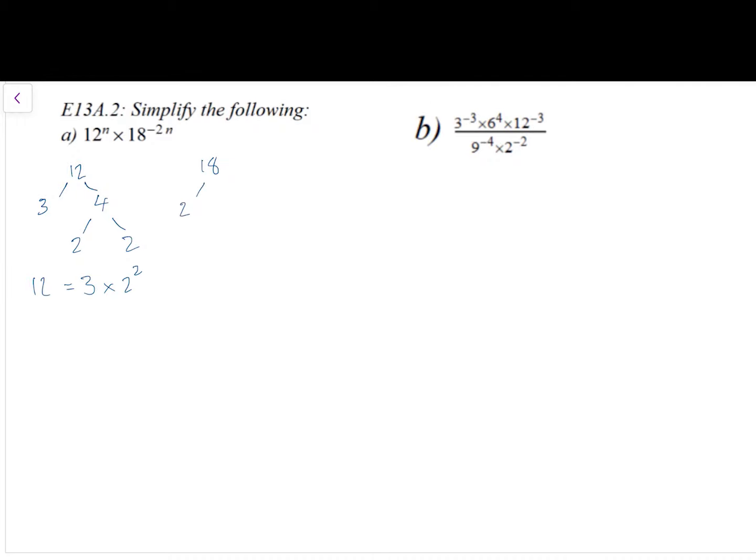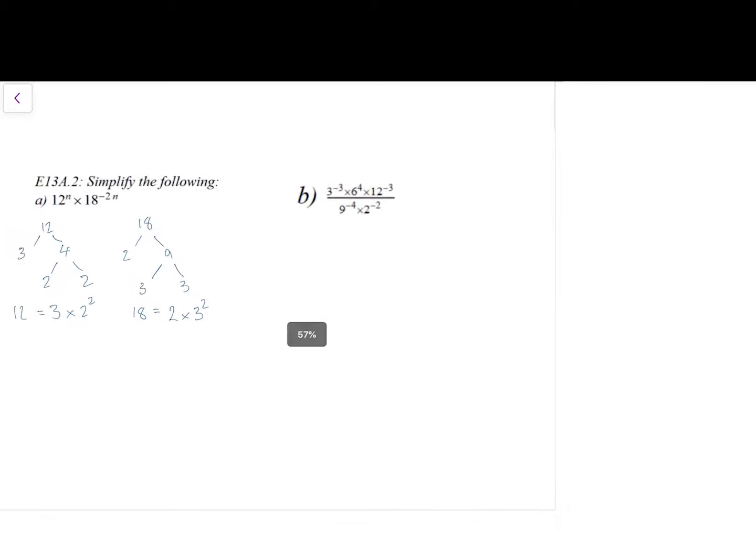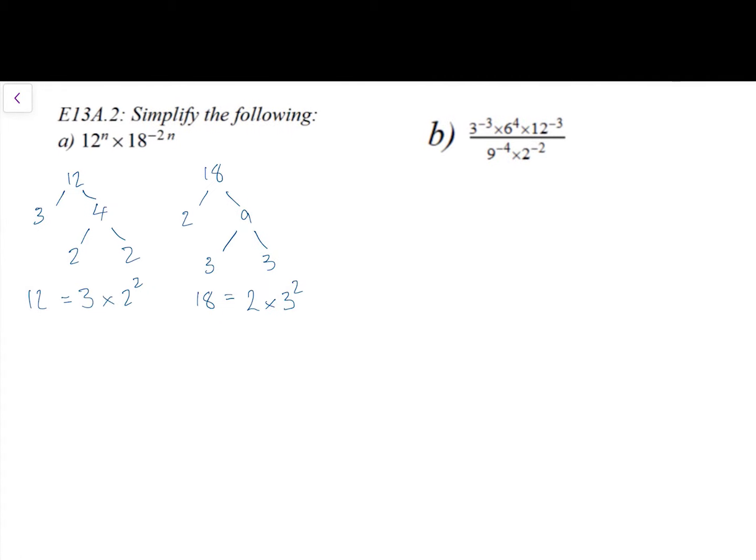18 has factors 2 and 9. And 9 can be broken into 3 and 3. So 18 can be represented by 2 times 3 to the power of 2. Okay, so how does that help us? That means we can rewrite these in part A as 3 times 2 to the power of 2, all to the power of n, multiplied by 2 times 3 to the power of 2, all to the power of negative 2n.